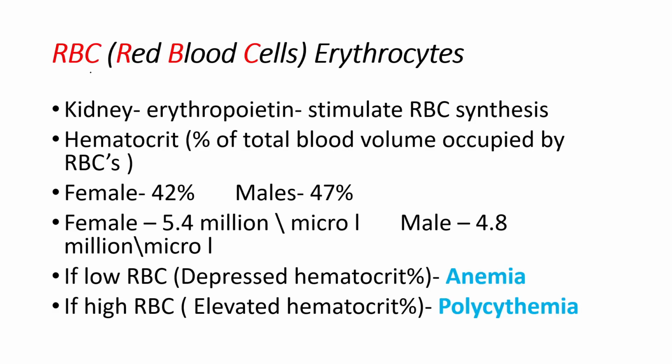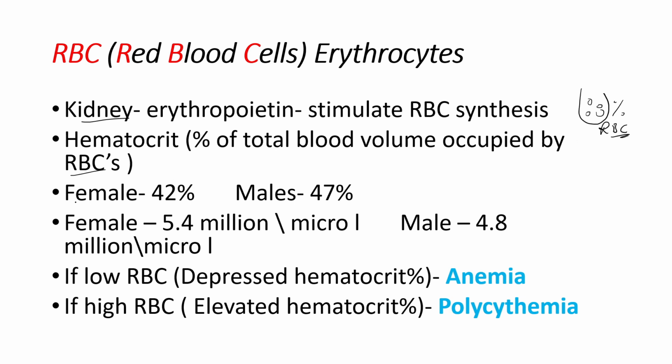Now coming further, talking about RBCs. RBCs are the red blood cells, and we also name them erythrocytes. RBC production: the kidney's erythropoietin stimulates RBC synthesis. So the RBC synthesis starts from the kidney, right? Hematocrit, percentage of total blood volume occupied by RBCs. So the hematocrit means कि कितना परसेंट RBC ने ले रखा है the total blood volume. So how much percentage of RBC is present in the total blood volume.